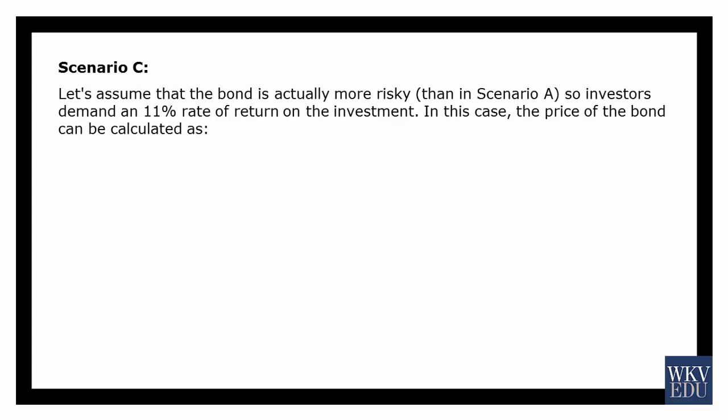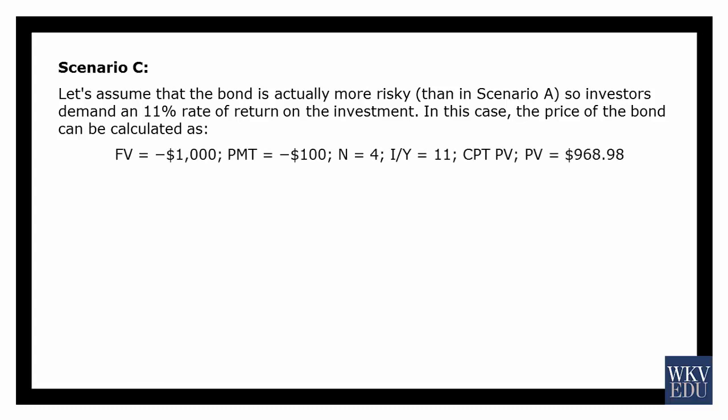Finally, let's move on to the third and final scenario where the market rate of return is greater than the coupon rate, in our example 11%. And therefore, the value of the bond can be calculated as follows. Notice that if the rate of return required by investors is high, 11 as compared to 10, the price of the bond is lower, 968.98 in our example.